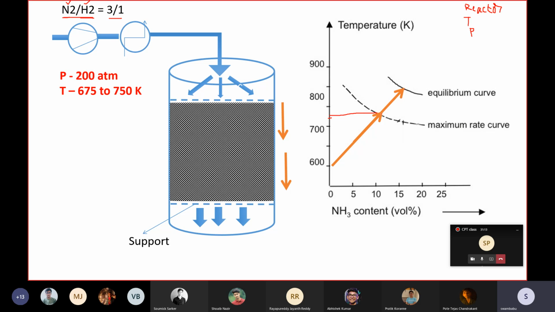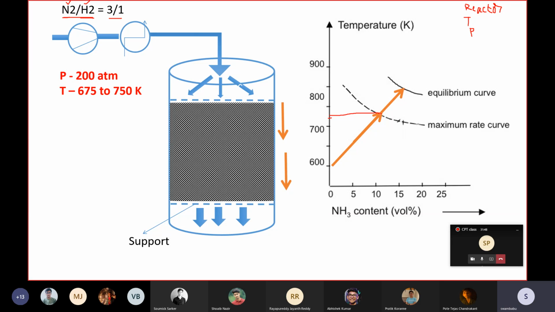Now, how do we control this temperature? What should we do after reaching this temperature? If you don't want a further rise in temperature, what should we do? Let's say the reactants entered, the reaction proceeds, the temperature is increasing, and we recorded the temperature coming to 700, then we wanted to stop it. What should we do? Any quick thought?